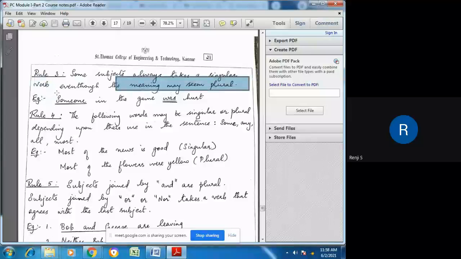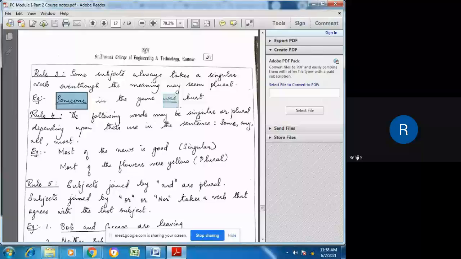Certain words that always take a singular verb is someone. Someone in the game was hurt. So this is the supporting verb. We cannot say someone in the game were hurt, was and were. So was is singular, were is plural. So someone in the game was hurt, was a singular. So always this someone, it will always take a singular verb.